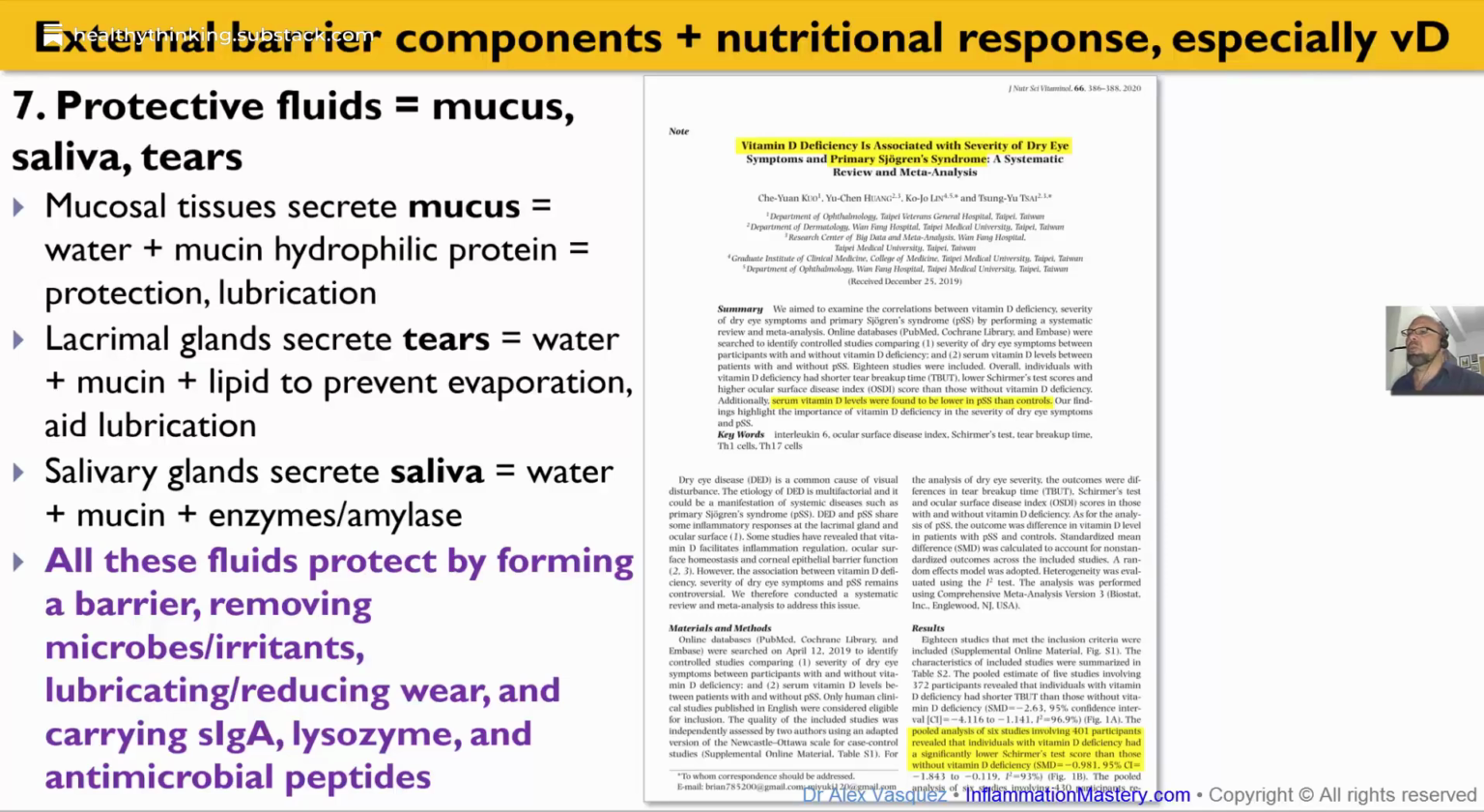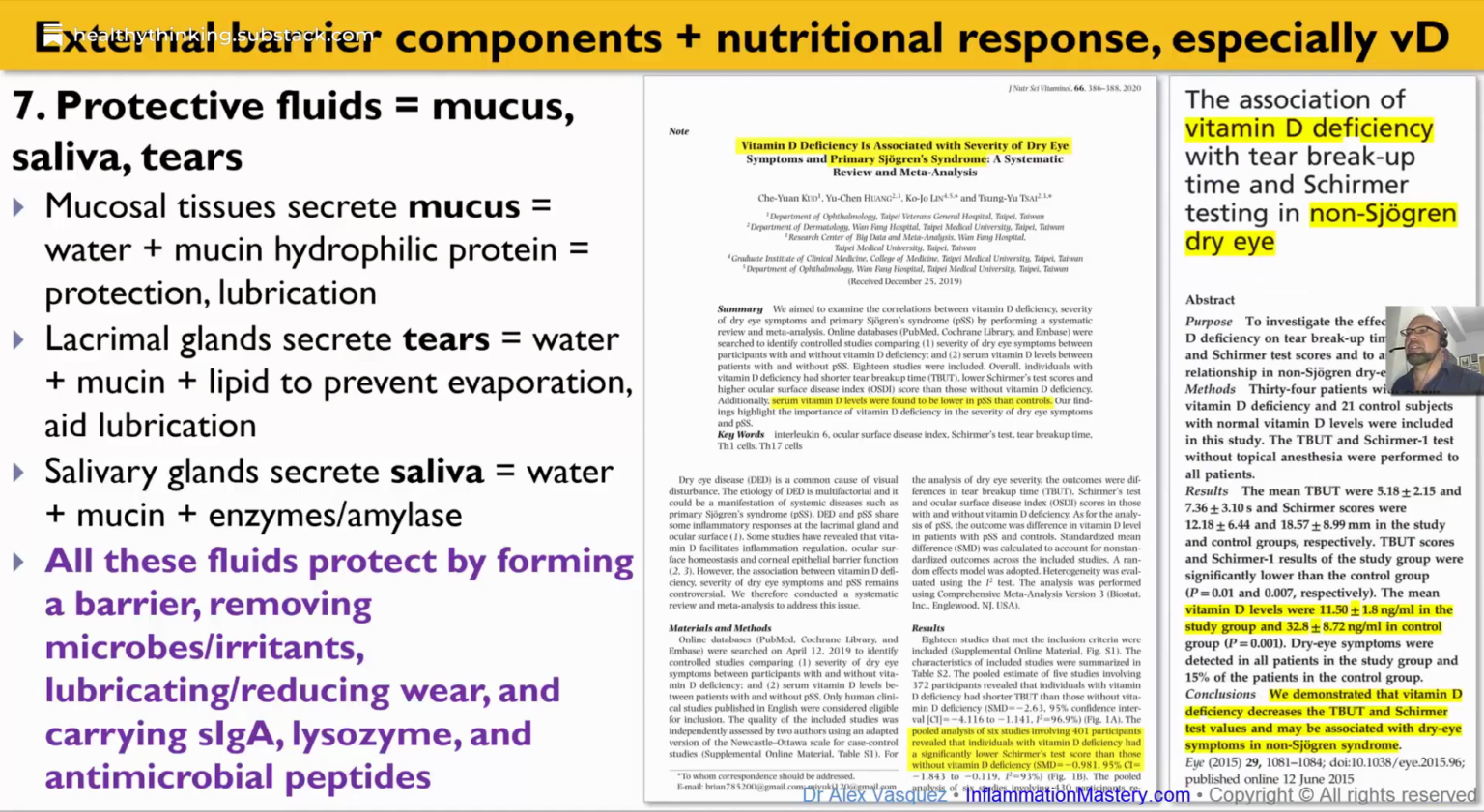And so what this paper showed was an association. Of course, I wish this had been a therapeutic clinical trial, but it just shows the association, as does the following study, which looked at vitamin D deficiency with certain tear parameters in non-Sjogren dry eye. And again, they showed that vitamin D deficiency was more severe in the patients who had drier mucous membranes, and again, in this case, the eye.